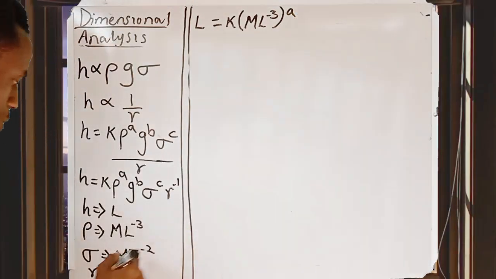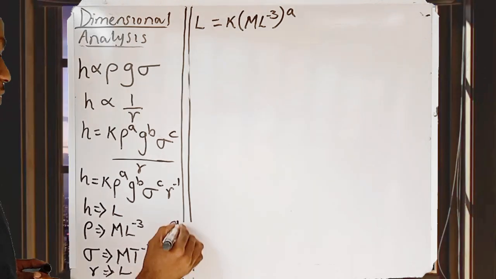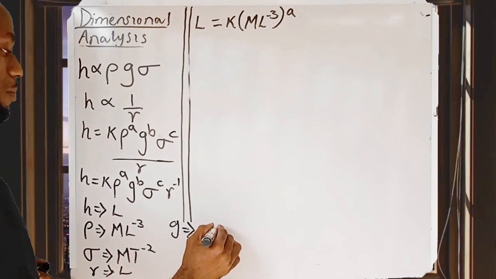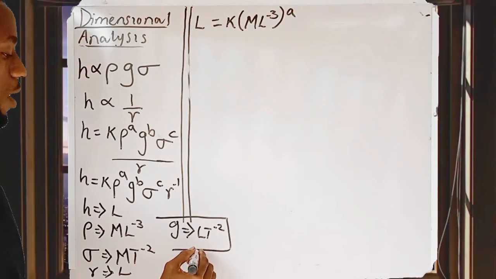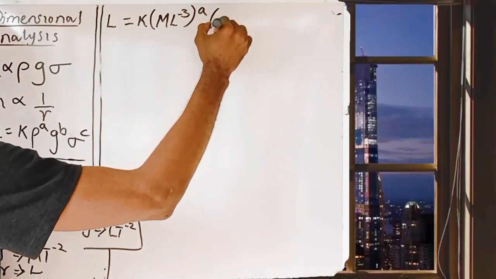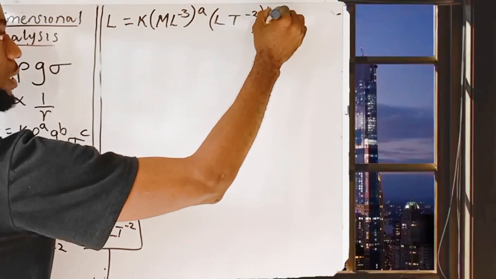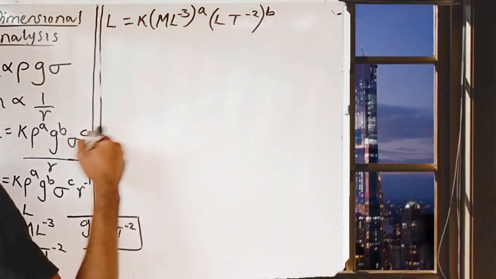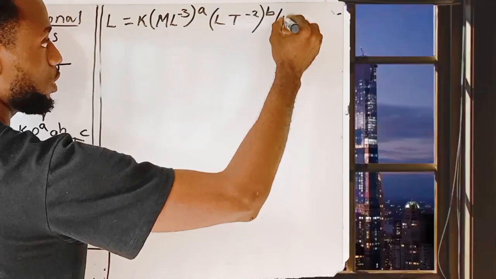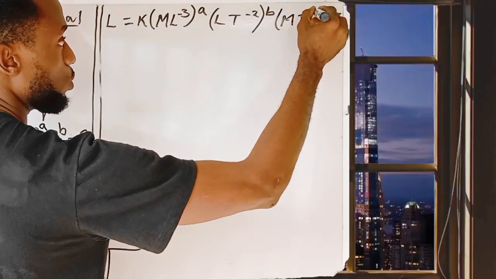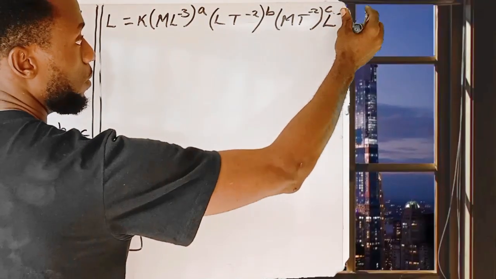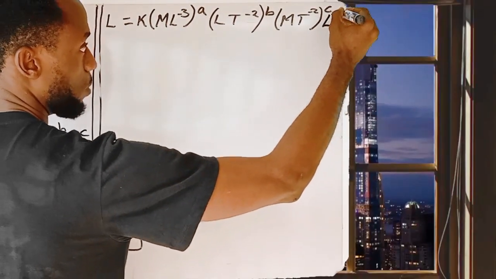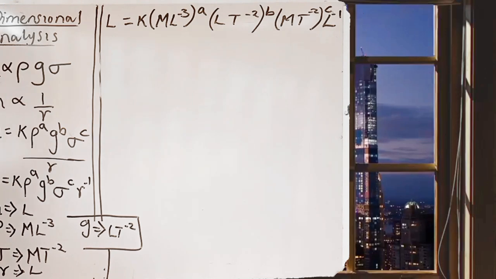gravity, which we know, gravity was not listed there. We already know the dimension of gravity right from time. Gravity is LT^-2. It's an old concept, we've used it many times. So we change gravity into the power of B, and we change the surface tension into MT^-2 raised to the power of C, and then radius is now L raised to the power of minus 1.